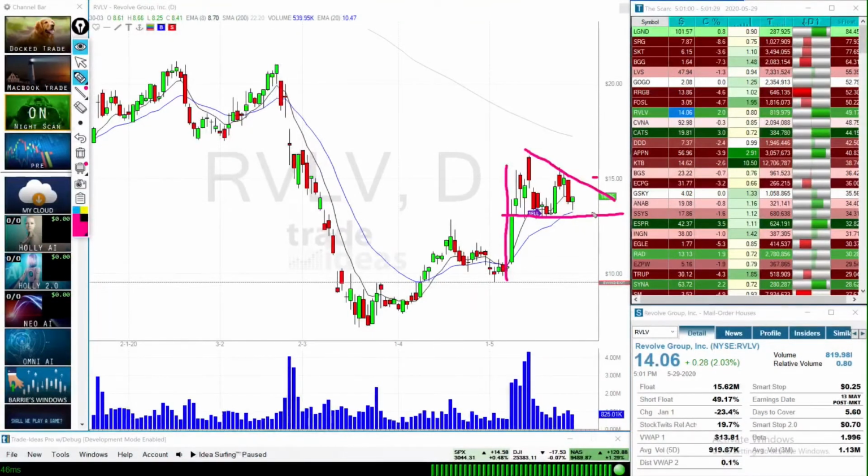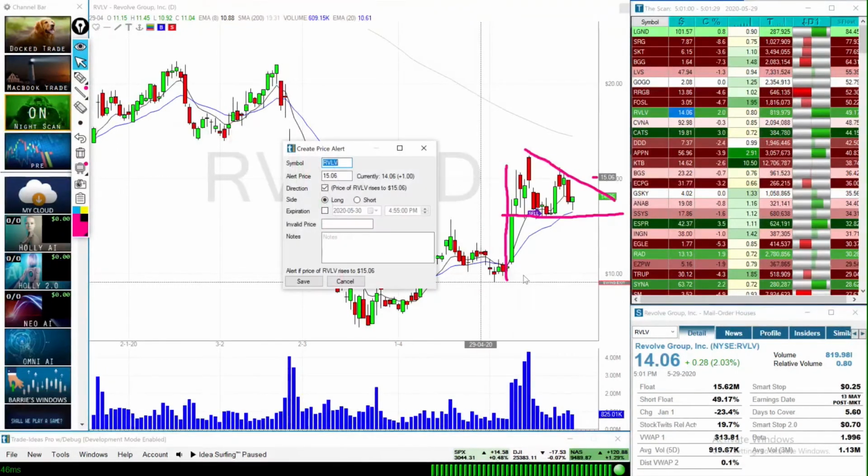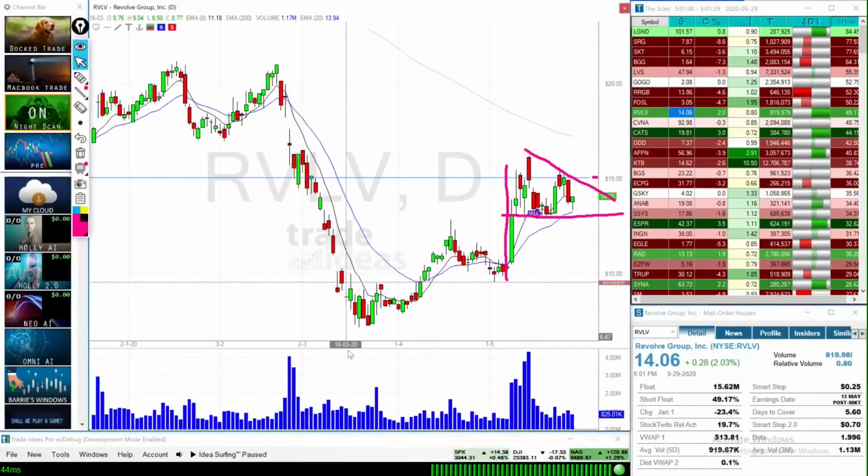It'd have to break about 15, which there's another feature that TradeIdeas has where you can click on this chart and say, if it breaks 15, let me know. And then as you're going about your day, it will make a sound and pop up and say, hey, Revolve's breaking 15. And within this, you can write up a little note saying, I'm taking this because it's coming out of a descending triangle, right? You can write up the whole trading plan so that when you see it, you know exactly what to do. And then again, about half of the company is short.